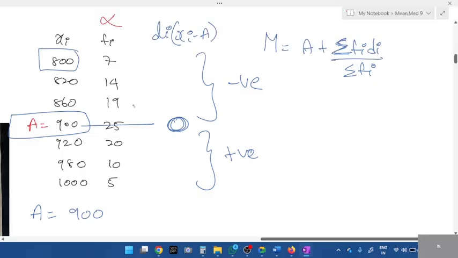Above it becomes negative. Wherever you have taken 900 is 0. Below that is positive. Now you can take 900 or 800, it doesn't matter. What is 900 minus 800? 100, minus 100. Now tell me 900 minus 820: minus 80. Next, 100 minus, plus 20. What is 980 minus 900? 80. 1000 minus 900? 100.